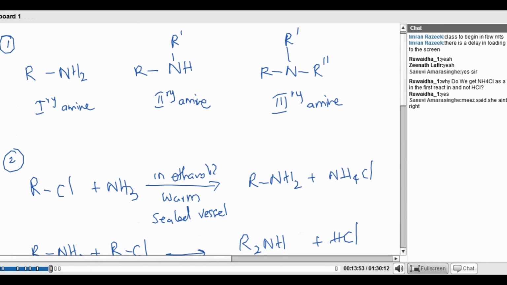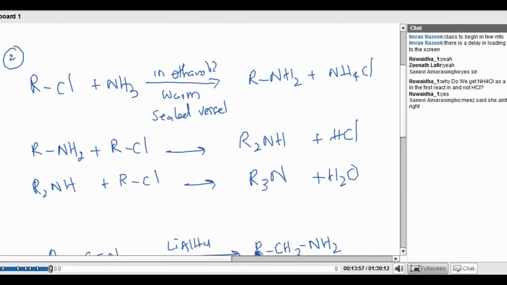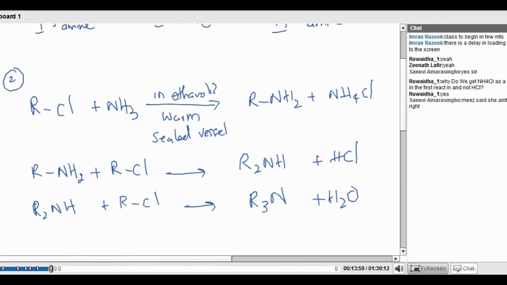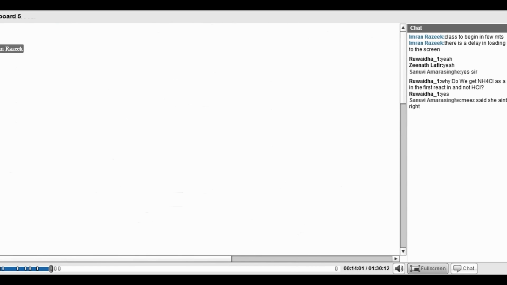The volatility depends on the intermolecular attractions. The boiling point, the melting point, the volatility all depend on the intermolecular attraction. So amines can form intermolecular hydrogen bonds like this. This is how they form hydrogen bonds, which gives amines a high boiling point, and they are less volatile compared to alcohols, because alcohol hydrogen bonds are much stronger than amine hydrogen bonds.